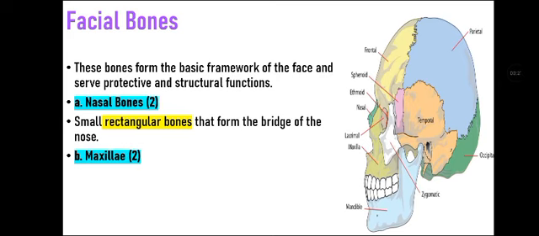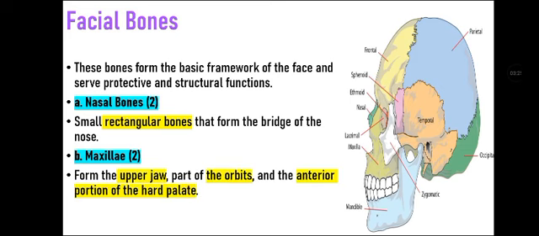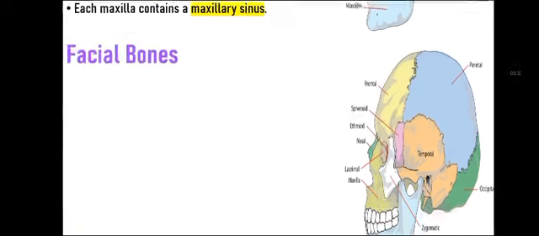Then we have the maxilla. As you can see in the diagram, the light green color is the maxilla. They are paired bones. They form the upper jaw, parts of the orbit, and the anterior portion of the hard palate. Each maxilla contains a maxillary sinus.